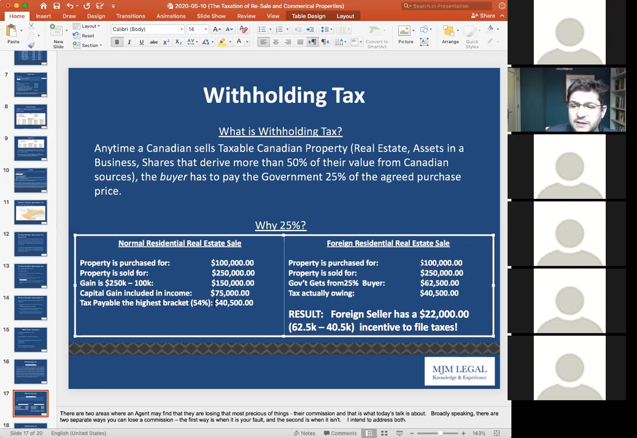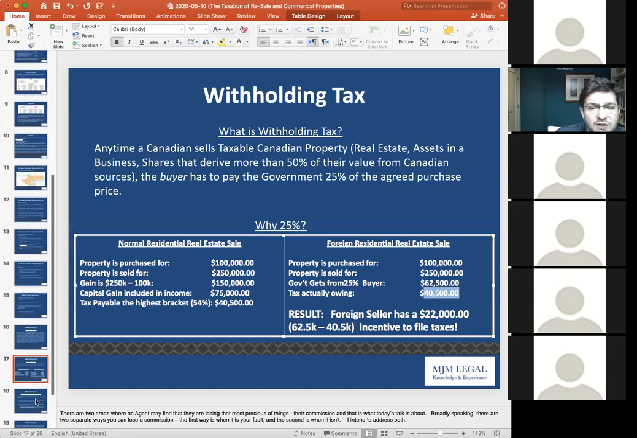And so if the same scenario takes place and there's a gain of $150,000, the buyer, because this is a sheik from Dubai and they're not a resident of Canada, has given the government $62,500. That is to say, of the $250,000, they've given 25% of the price to the government. The tax actually owing, as we've discussed, is $40,500. And in this instance, the sheik from Dubai will not say to the Canadian government, go away. What they're going to say is, I'll file taxes, thank you very much. Because when I file taxes, you'll find out that I only owe $40,500, and you'll give me back a check for $22,000. So now I have every incentive to file tax. And that's the reason the withholding tax is 25%.